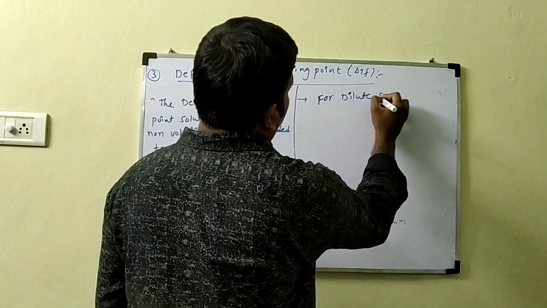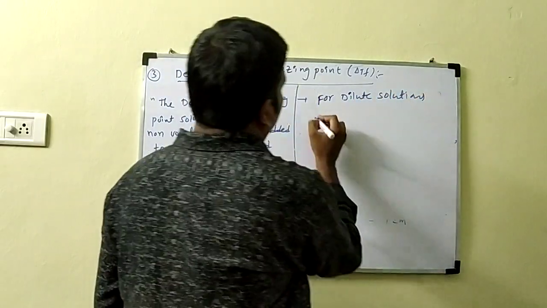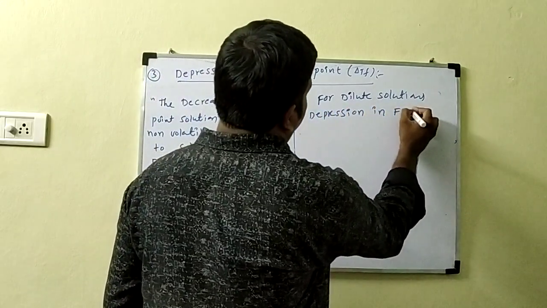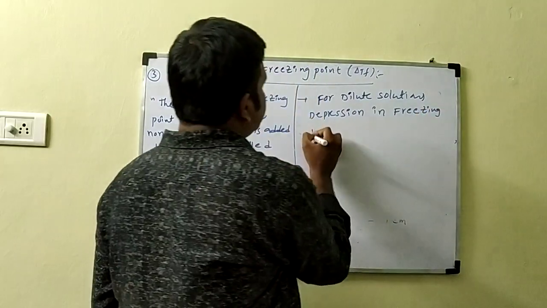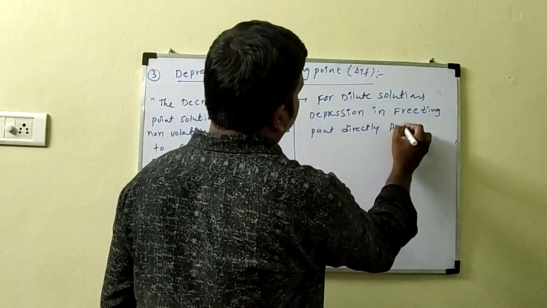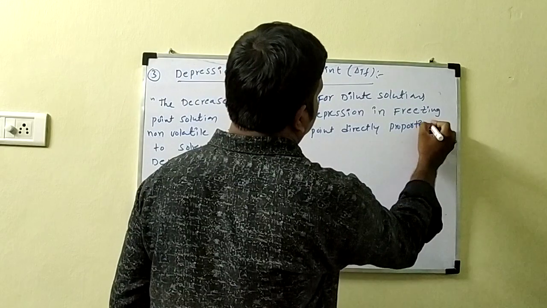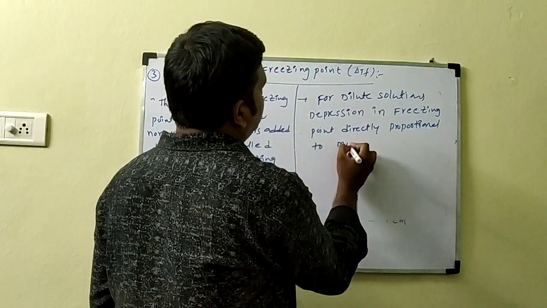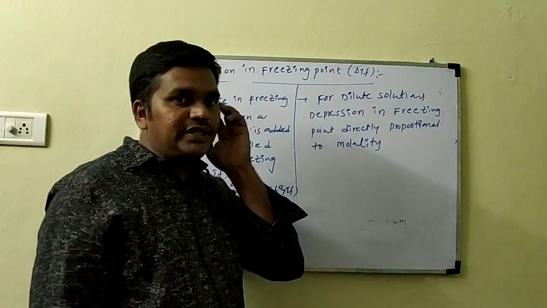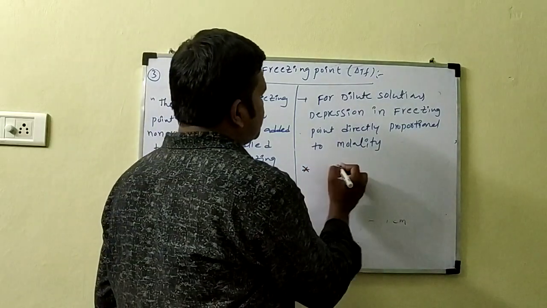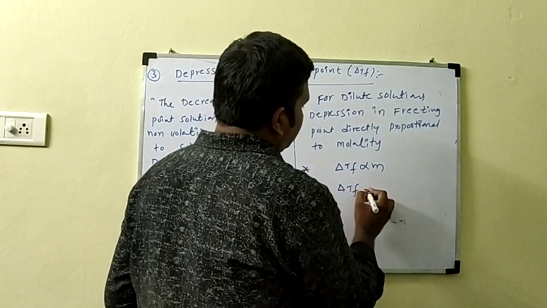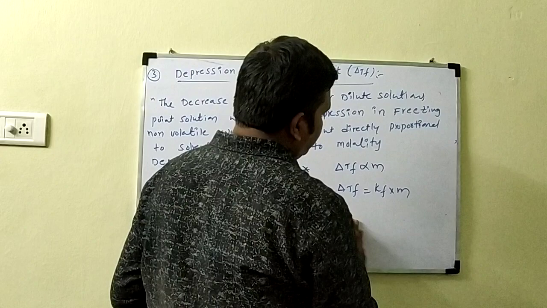For dilute solutions, the depression in freezing point is directly proportional to molality. From this you are writing here delta Tf directly proportional to molality. Delta Tf is equal to Kf into m. You know already m. What is m? Molality.